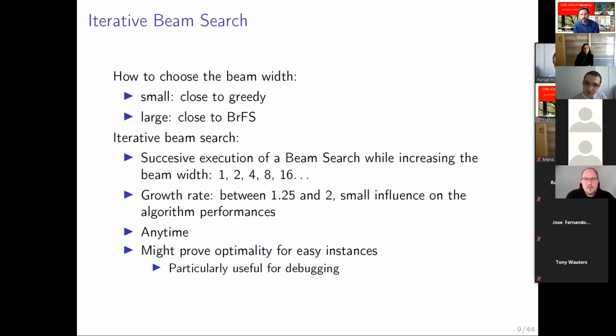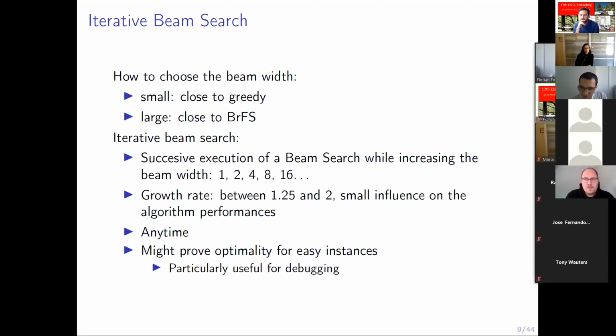So the elegant way to deal with this is to use an iterative beam search scheme. So we run successive beam search iterations and we increase the beam width at each iteration. So we start with 1, 2, 4, etc. So with this strategy, we get rid of the width parameter, but we introduce a new one, which is the growth rate that we use in this series. And it's not really a problem because any value between 1.25 and 2 is good. And usually in our experiments, we always use 1.5.